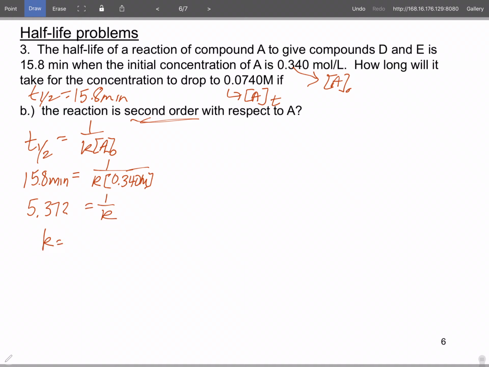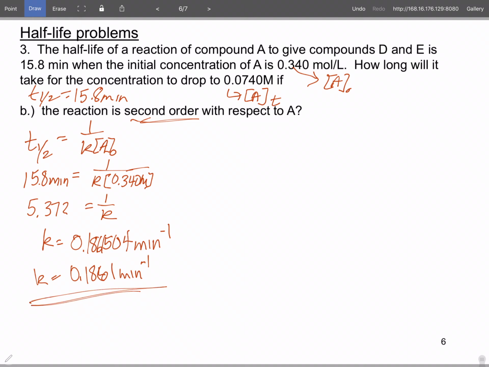So k is equal to 0.1861504, etc., minutes to the minus 1. So it's 0.1861 minutes to the minus 1 is the k we're going to use. Okay, and when I did the math, I kept the 5 for some bizarre reason. Okay, so that's the first part.